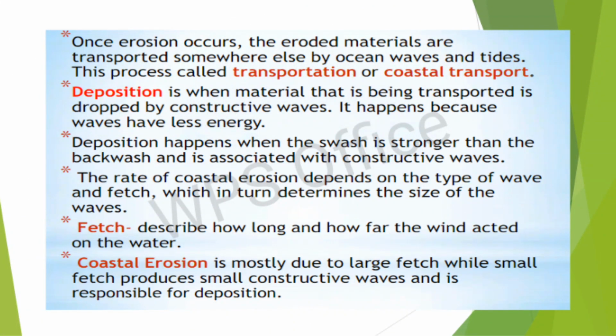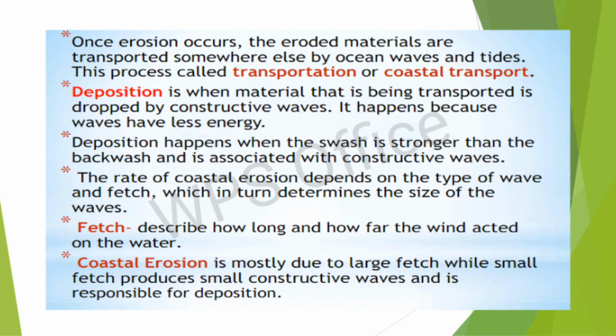Once erosion occurs, the eroded materials are transported somewhere else by ocean waves and tides. This process is called transportation or coastal transport. Deposition is when material that is being transported is dropped by constructive waves. It happens because the wave has less energy. Deposition happens when the swash is stronger than the backwash and is associated with constructive waves.